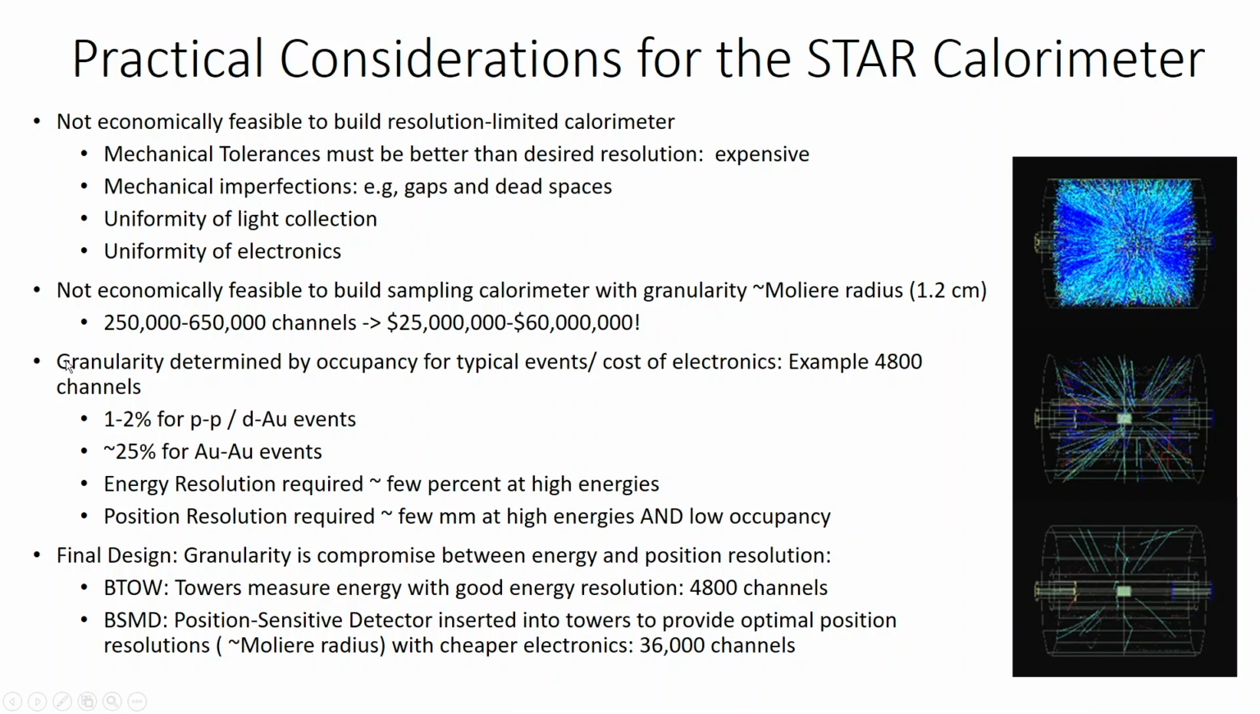The granularity is in fact determined by the occupancy for typical events, balanced with the cost of electronics. We can afford a few thousand channels. So if we divide it into 4,800 channels and then look at the occupancy for a typical PP, D-gold, or gold-gold event, we find that the occupancy is about 1 to 2% for PP and D-gold events, and it's about 25% for gold-gold events. Our requirements for physics concerns is that we have an energy resolution in the few percent region at high energies and a position resolution of a few millimeters at high energies and low occupancy.